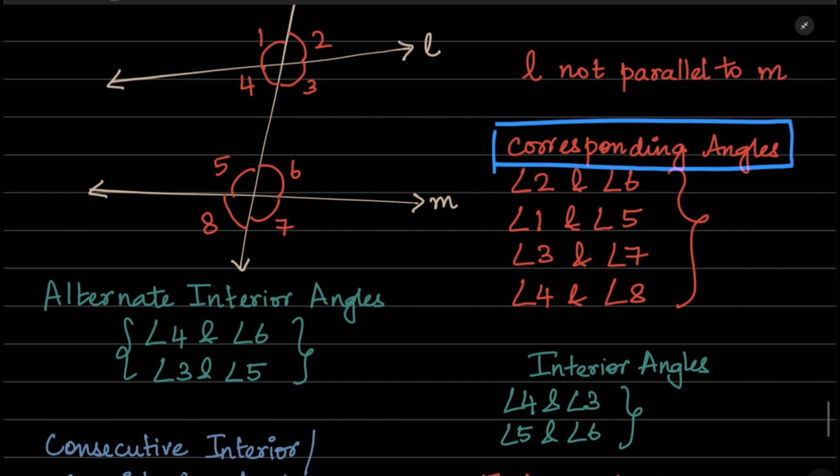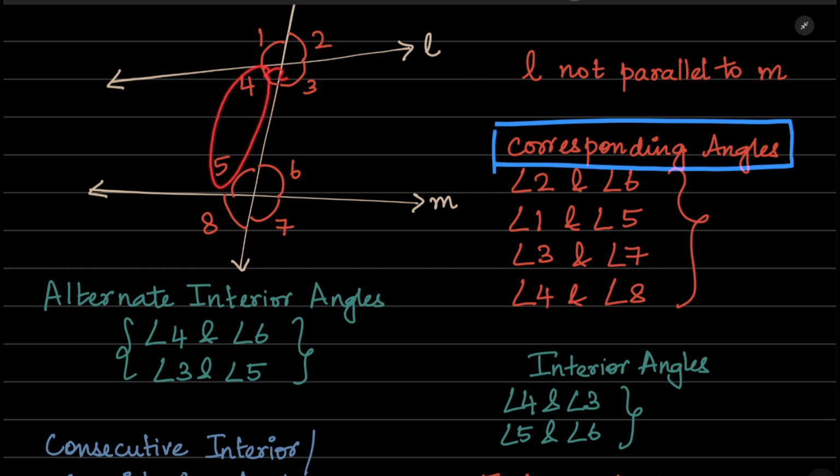Look at the number of terms you have to remember. One is corresponding angles. Let me repeat: the corresponding angles are 2 and 6, 3 and 7, 4 and 8, 1 and 5. Angles 4, 3, 5 and 6 are interior angles. 4 and 6 are alternate interior, and 3 and 5 are alternate interior. So we have covered three things: corresponding angles, interior angles, and alternate interior angles. Now 4 and 5 are co-interior angles.